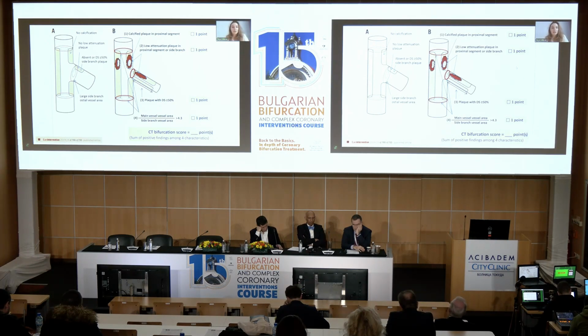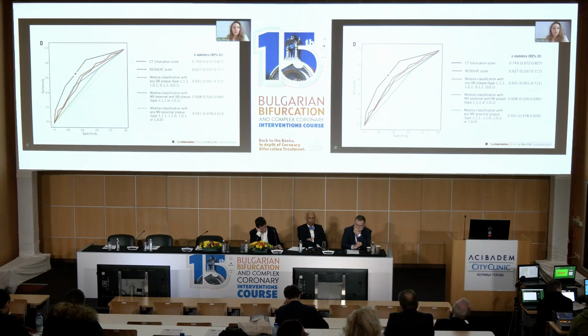And you see they say that a patient is low risk for side branch occlusion after bifurcation PCI if the patient has no low attenuation plaque, no proximal calcifications, if side branch stenosis is less than 50%, and the patient is with high risk of side branch occlusion if there is low attenuation plaque, calcium, and plaque with more than 50% stenosis. And let's see how this score did.